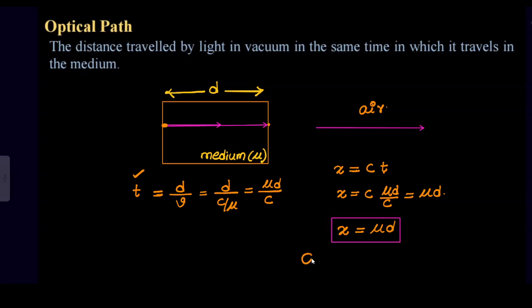Understood? Read the statement now, you will understand easily. Optical path means the distance traveled by the light in vacuum in the same time it travels in a medium. So obviously, where will the light ray travel more distance, in the medium or in air? Air. So that distance is called the optical path.